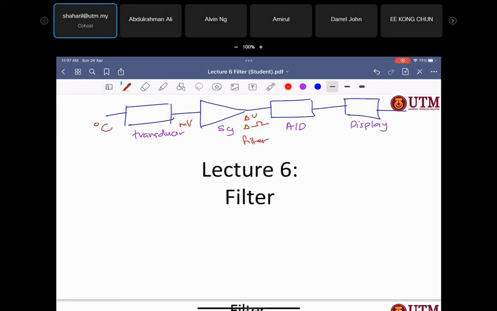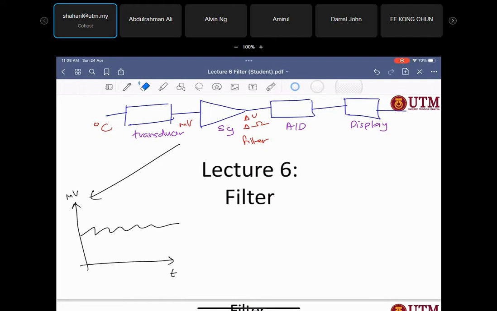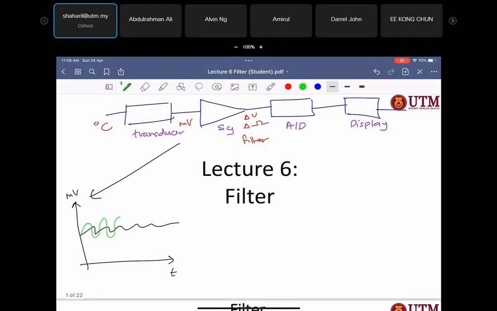Okay, on what we learn for today, this is how the filter works. For example, you have your signal in terms of time, and this will be your signal in terms of millivolt. Okay, this is your signal. Your signal has a little bit of ripple. We are not going to get a very straight line, and it will have some ripple, and your signal sometimes will have some noise. The green one is a noise.